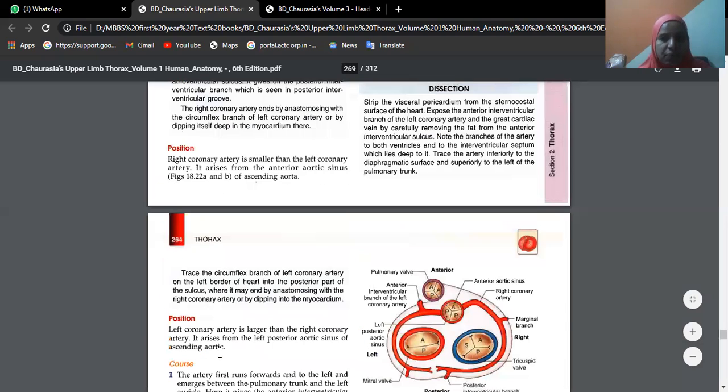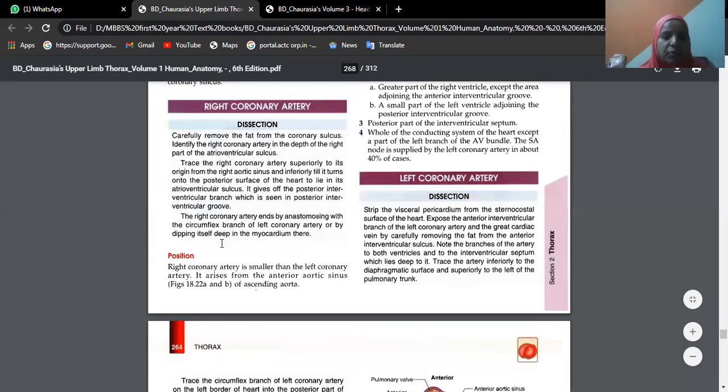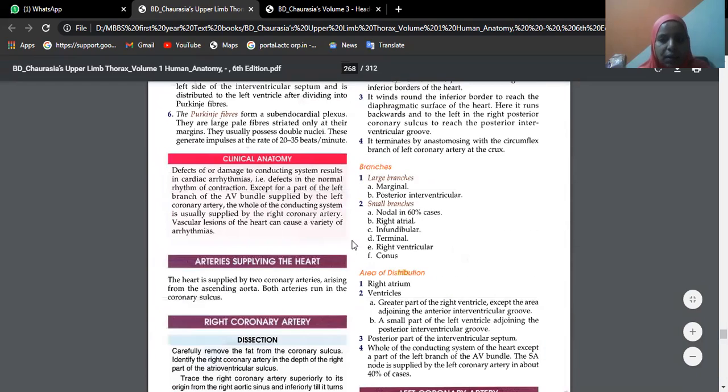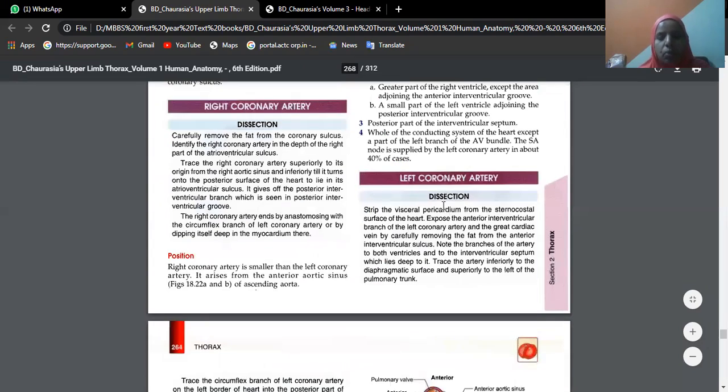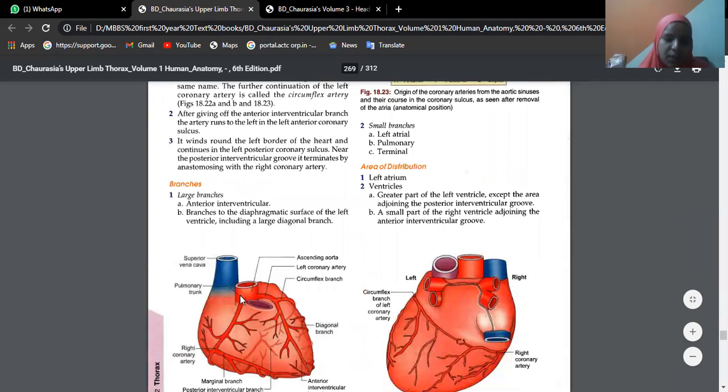So this is all what is written under the right coronary artery. If you read once, you will see all this information. Now we will discuss the left coronary artery. Just see the course from the posterior aortic sinus. It has come and is again running between the left auricle and the pulmonary trunk. It is running like this.